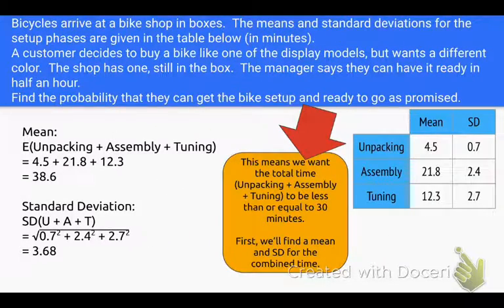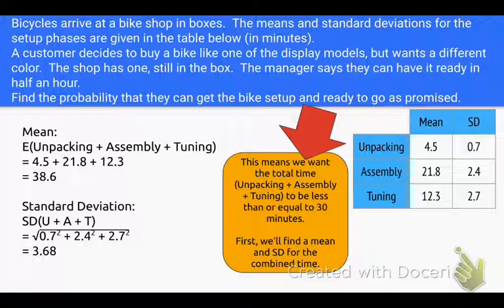So how do we find the mean? The expected value of unpacking plus assembling plus tuning. Well, we just add all our means together, right? So that gets us 38.6 minutes. Okay. We want to know what's the probability that they're going to get the bike set up and ready to go in half an hour. So we want the total time of unpacking, assembling, and tuning to be less than or equal to 30 minutes.